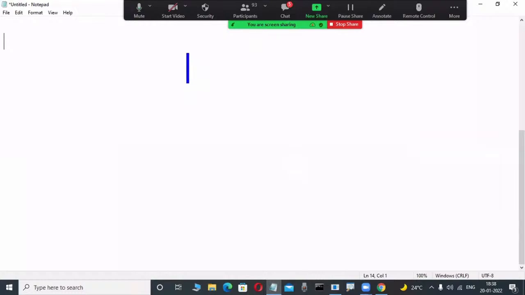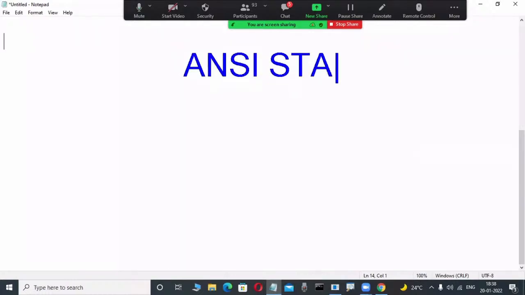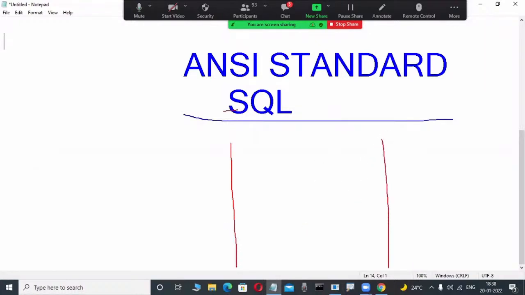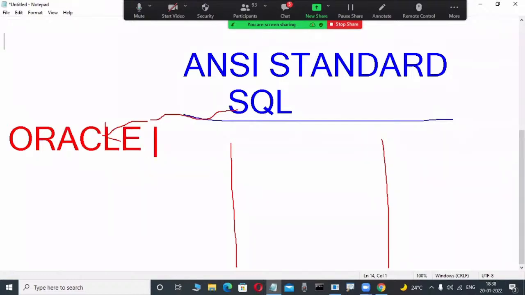Actually, SQL is an ANSI standard language. ANSI, the American National Standards Institute, defines some standards for the SQL language. From this ANSI standard language we operate all the relational databases. I agree, but unfortunately, from this ANSI standard SQL, Oracle Corporation created their own SQL, which is called Oracle SQL. That is important, and many fellows don't know it.